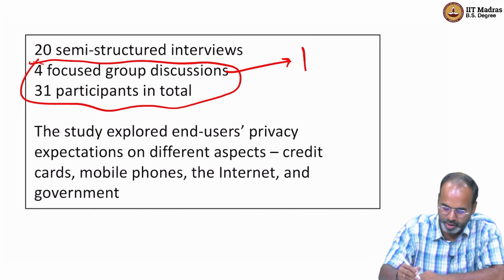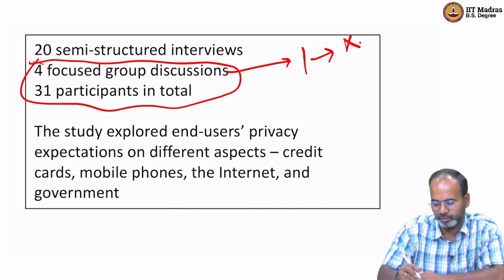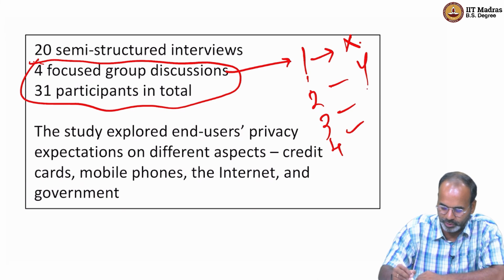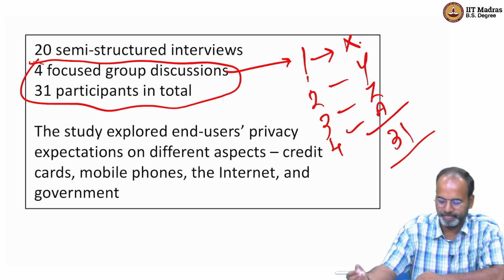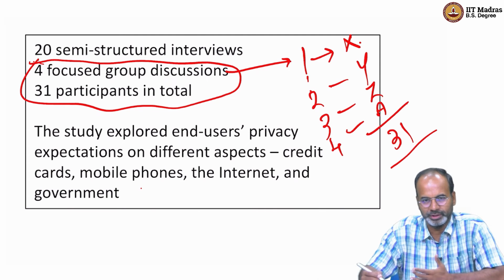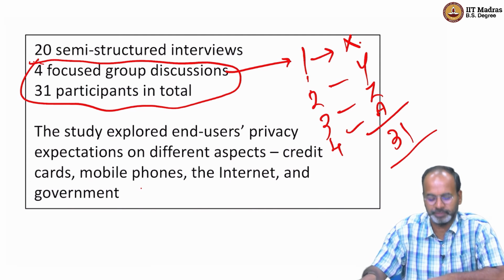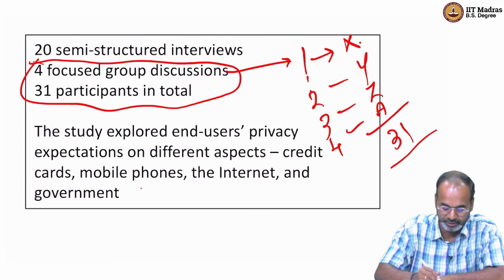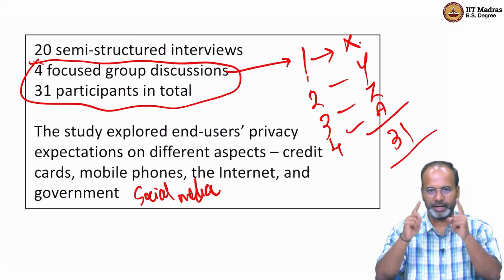If you remember, I said 1 administrator and some number of participants for the study. Like this, 4 were done, and the total number of participants was 31. That's what 31 participants in total means. The study was about generally asking them about different aspects of privacy: credit card privacy, mobile phones, internet, government privacy, financial privacy, and social media privacy. All of them were in the study, but this was at the level of a focus group.